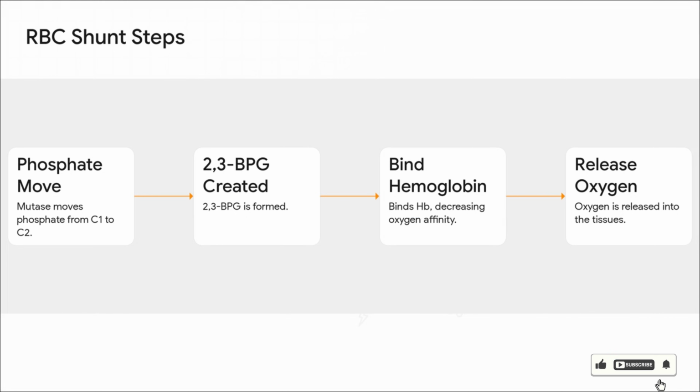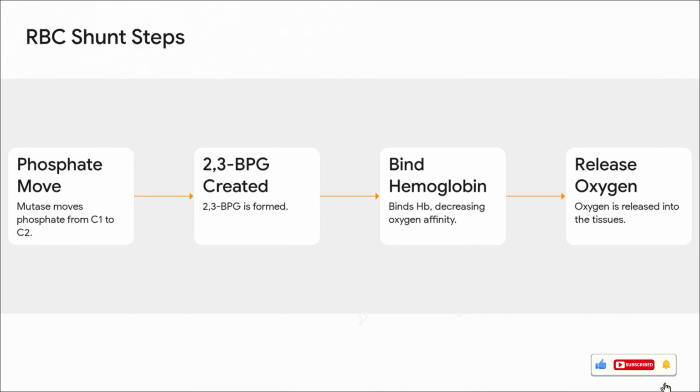So, how does this actually work? Instead of going through reaction 7 to make ATP, an enzyme called bisphosphoglycerate mutase takes 1,3-BPG and moves the phosphate from carbon 1 to carbon 2. This creates a molecule called 2,3-bisphosphoglycerate, or 2,3-BPG. Why do this? Because 2,3-BPG is a master regulator of your blood. It binds to hemoglobin and decreases its affinity for oxygen. In plain English, 2,3-BPG tells your blood to let go of the oxygen so it can enter your tissues.